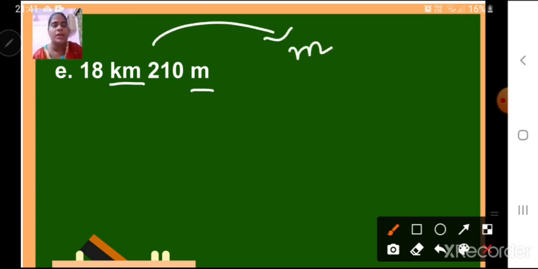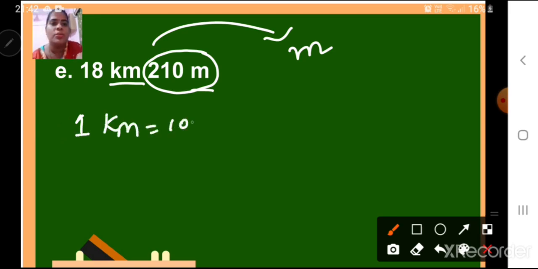Correct? Right? So, this part is already in meters. So, don't touch it. First, we will take only 18 kilometers. Okay. So, we are going to first convert 18 kilometers into meters. How we did before. Correct? Multiply by 1000. So, as we know, 1 kilometer is equal to 1000 meter.